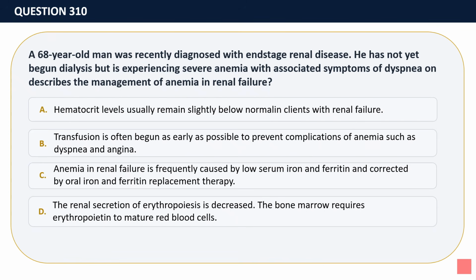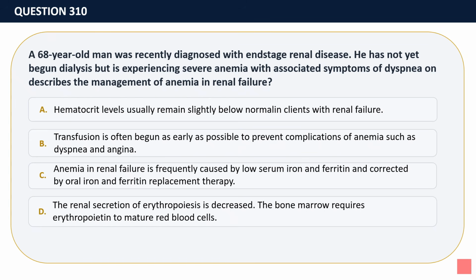Question 310. A 68-year-old man was recently diagnosed with end-stage renal disease. He has not yet begun dialysis but is experiencing severe anemia with associated symptoms of dyspnea. Which statement describes the management of anemia in renal failure? A. Hematocrit levels usually remain slightly below normal in clients with renal failure. B. Transfusion is often begun as early as possible to prevent complications of anemia such as dyspnea and angina. C. Anemia in renal failure is frequently caused by low serum iron and ferritin and corrected by oral iron and ferritin replacement therapy. D. The renal secretion of erythropoietin is decreased.